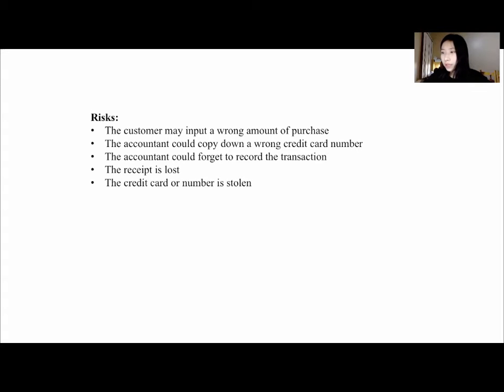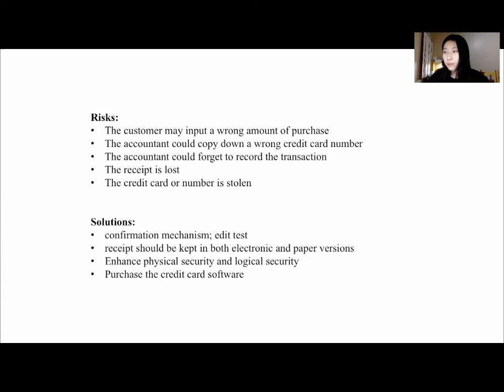And third, the case that the accountant prints a receipt and puts it in the file. So we think there is a risk that the accountant may forget to record the transaction in the journal entry. And the printed receipt paper may be lost if the accountant is not careful. So this is also a risk. Finally, the last paragraph of the case said there's a risk that the credit card or the number may be stolen. So based on the risks, we came up with some solutions to reduce the risk.